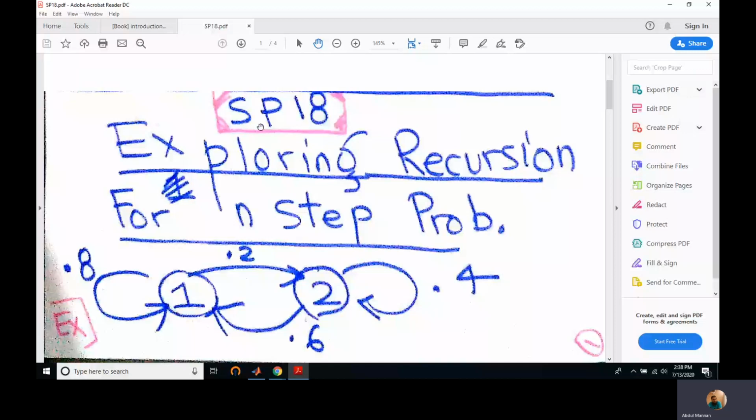Welcome to the 18th lecture. We are studying stochastic processes, and in this lecture, we'll explore how we implement n-step probability using recursion.